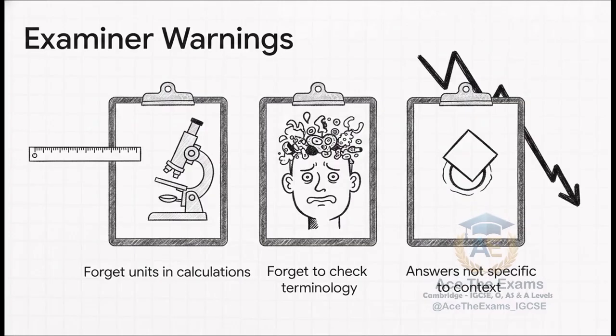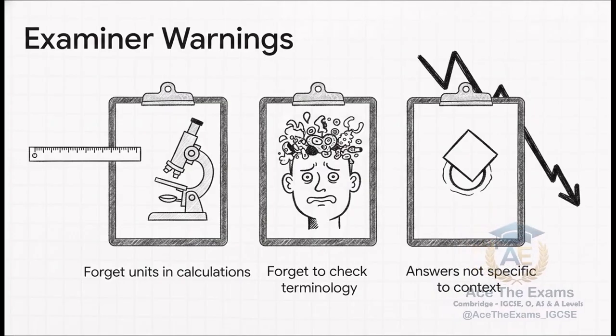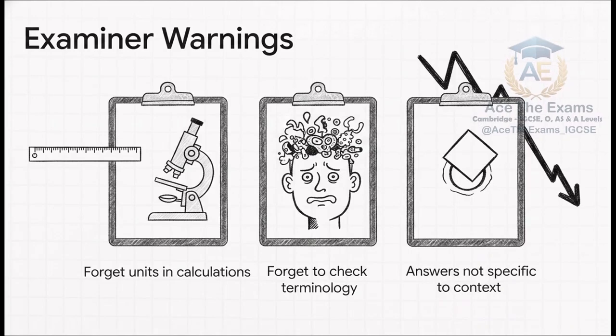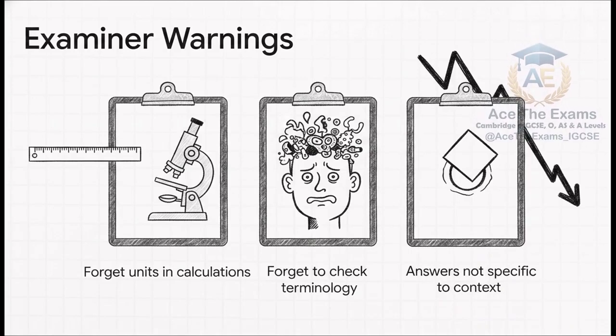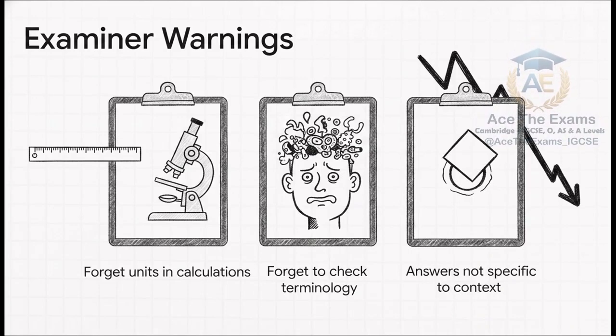Number 1, forgetting to include units in calculations. I mean, we've all been there, panicking and leaving a number completely naked on the page. Number 2, failing to double-check those units and the associated terminology. And number 3, providing answers that just aren't specific to the given context.